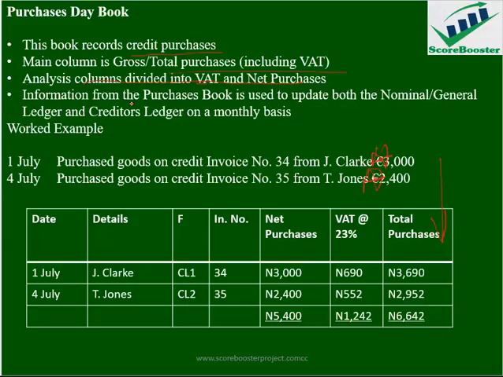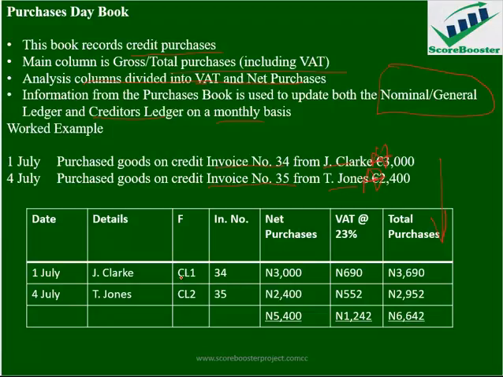The information from the purchase day book is used to update your general ledger or creditor ledger on a monthly basis. Like what we have there, we also have two examples here. We purchase goods on credit. The invoice number is 34. Here, the invoice number is 35 from Clark and Jones. And then we record it accordingly.